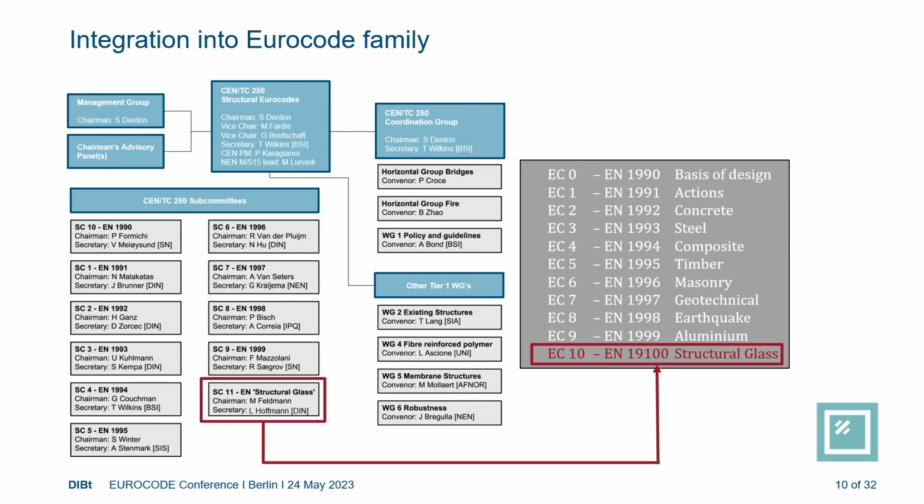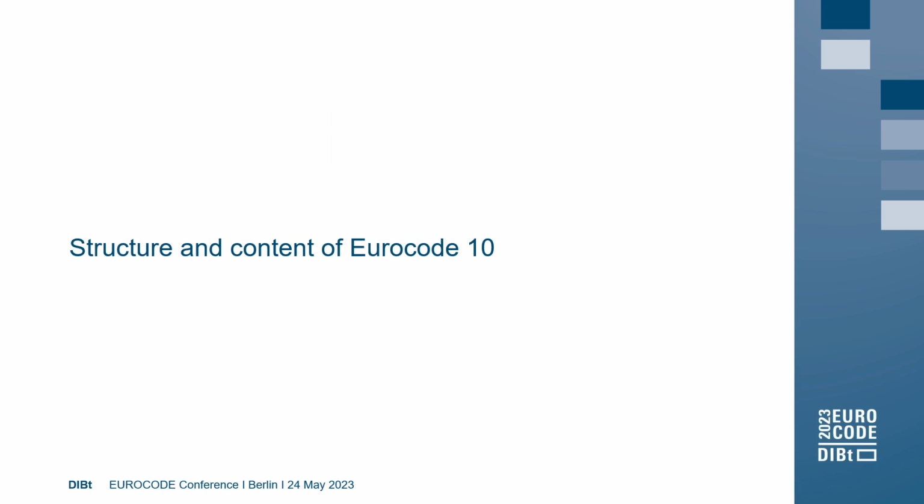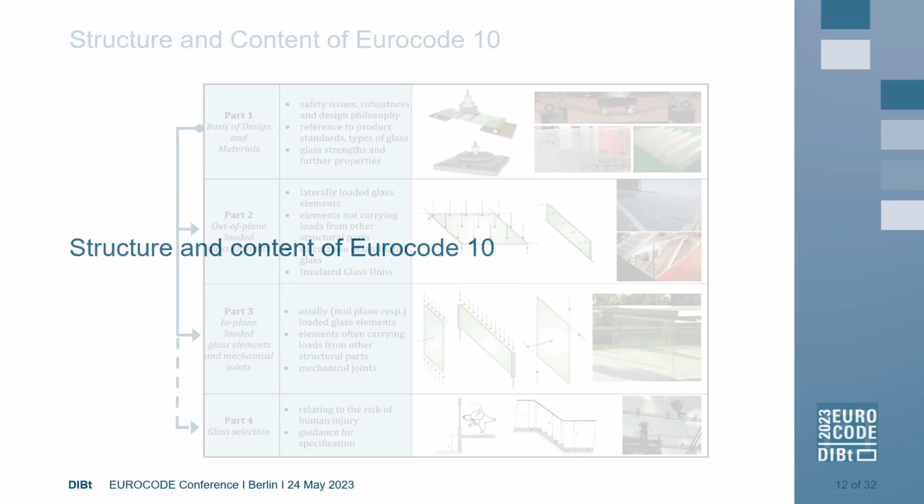So we hope and we think that we are now well integrated in the Eurocode family with EC10 having this new number. Unfortunately, it was not EN 2000 because this was already given to another code, but we are happy with EN 19100, and that gives me the opportunity to give you some words on structure and content of Eurocode 10.